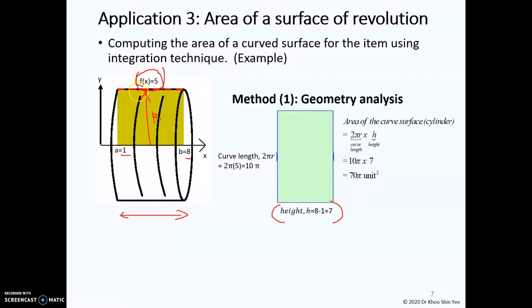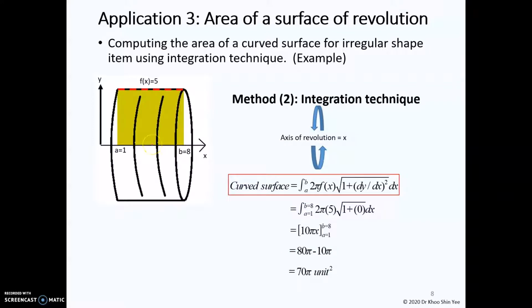So when you take the 2 pi multiplied with the radius here, it gives you the circumference. 2 pi radius, where the radius is equal to 5, gives you 10 pi. So take the curved length here, multiply with your height, and you obtain the area of the curved surface for this cylinder. So the final answer is 70 pi. So this will be our benchmark.